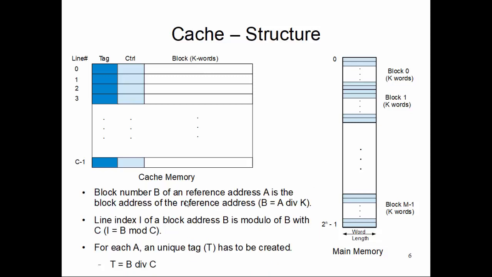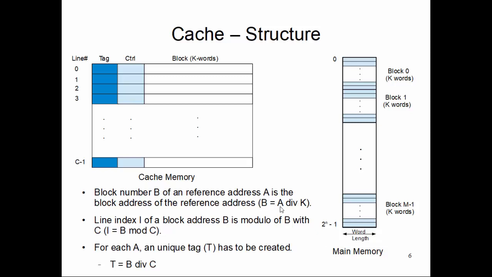So let's say block number B of a reference address A is A divided by K, right? A div K. So what does it mean? Let's say the processor initiated a memory access. From its perspective, it's an address and it's expecting a word back. So it issues an address A. From that address, a block address is computed by this operation A div K.